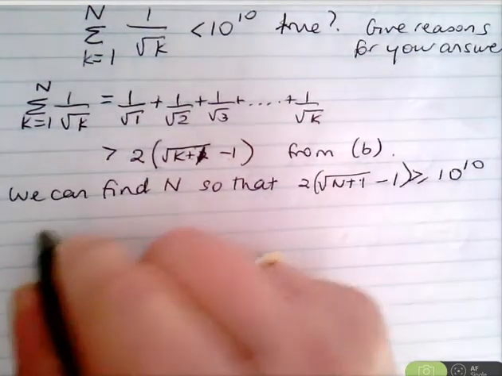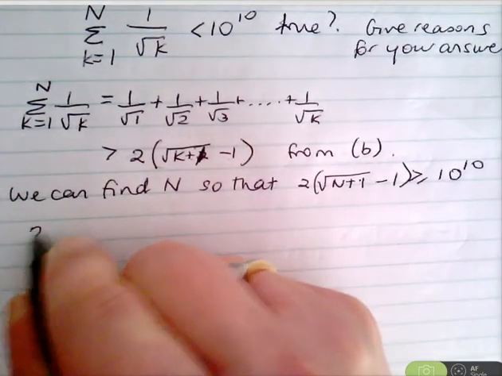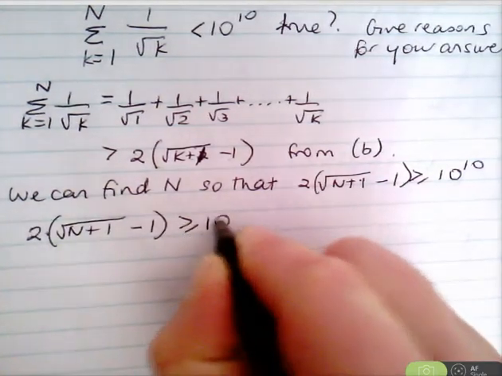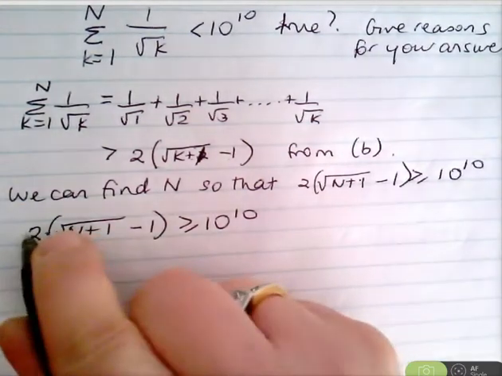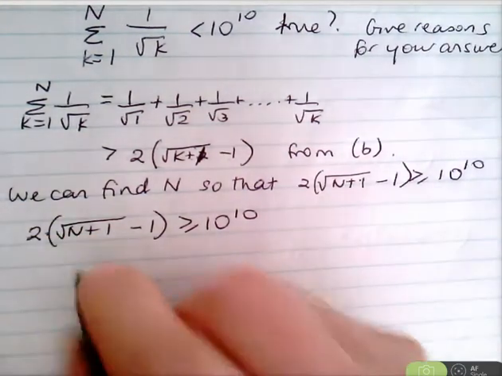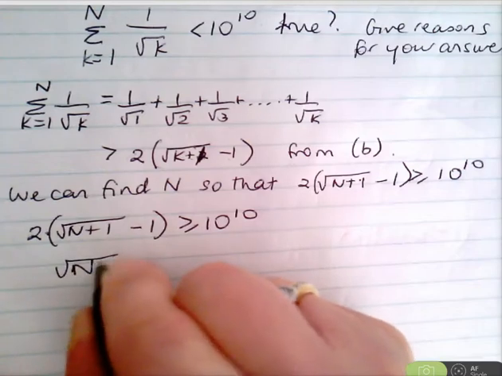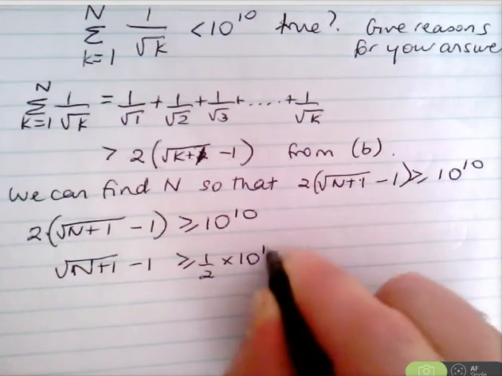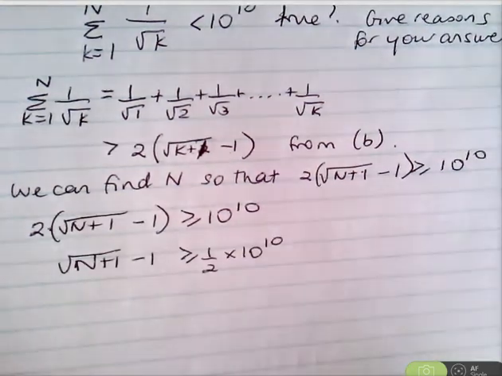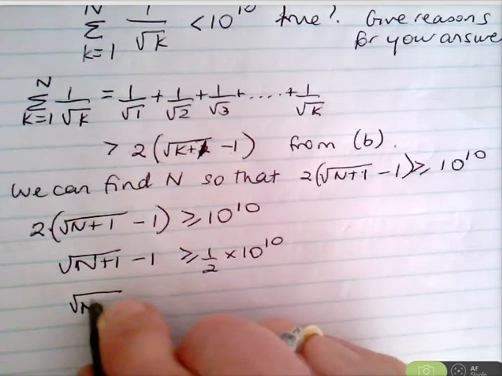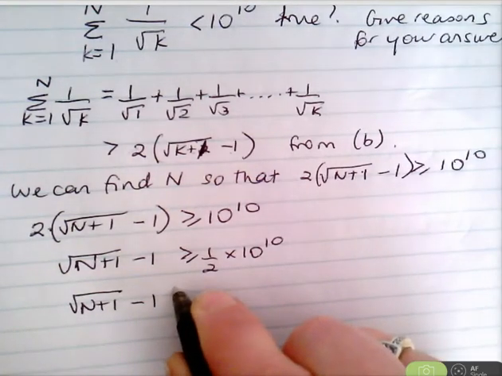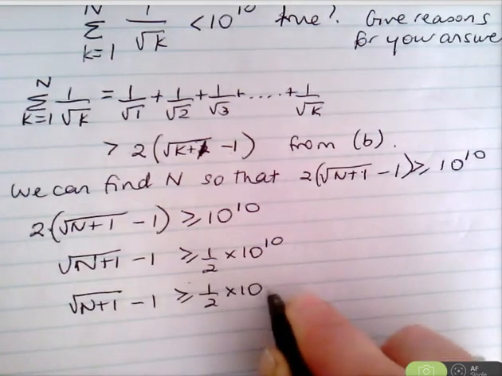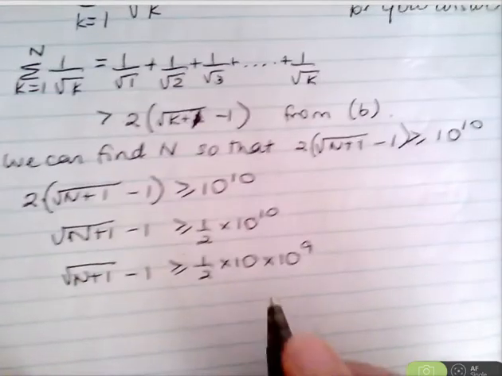So if we start with that, we've got 2 times the square root of n plus 1 minus 1 is greater than or equal to 10 to the power of 10. If I multiply both sides by a half, I get the square root of n plus 1 minus 1 is greater than or equal to 1/2 times 10 to the power of 10. In other words, this is greater than or equal to 1/2 times 10 to the power of 9.